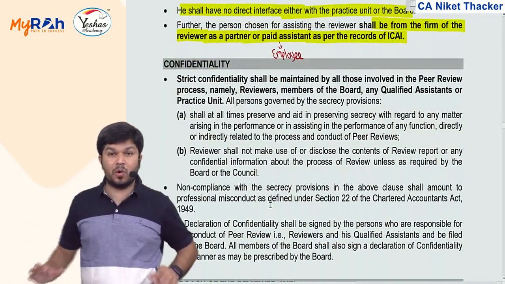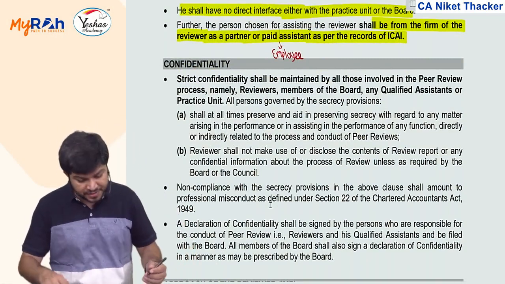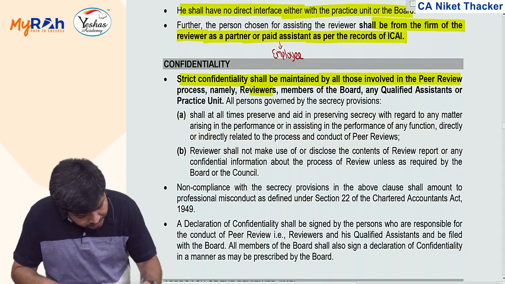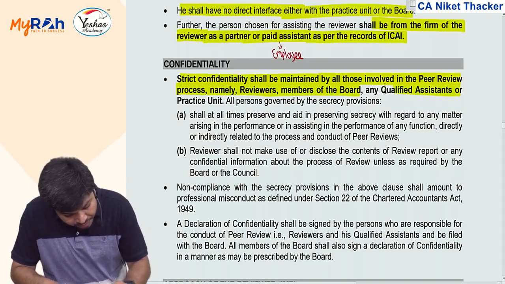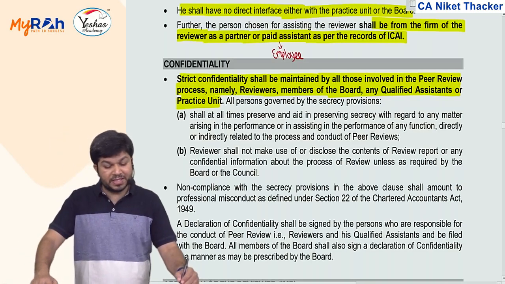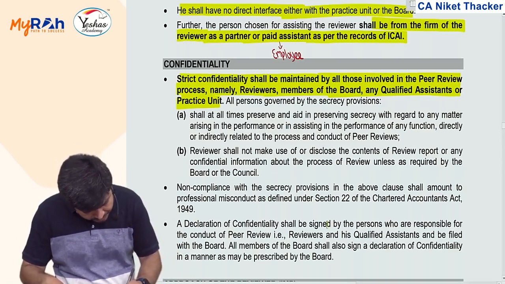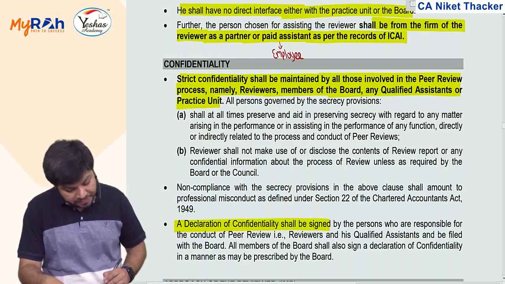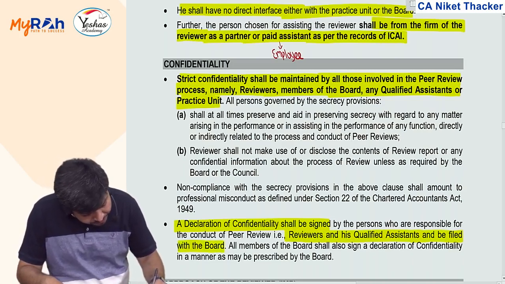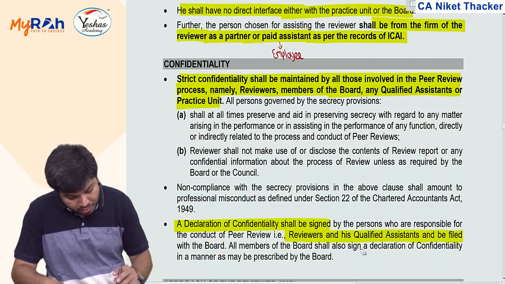Okay, confidentiality. All persons connected with the peer review process have to maintain strict confidentiality: reviewers, members of the board, qualified assistants, PU, everybody. A declaration of confidentiality will be given. The declaration shall be filed by the reviewer and the qualified assistant with the board, and all members of the board shall also sign a declaration of confidentiality.